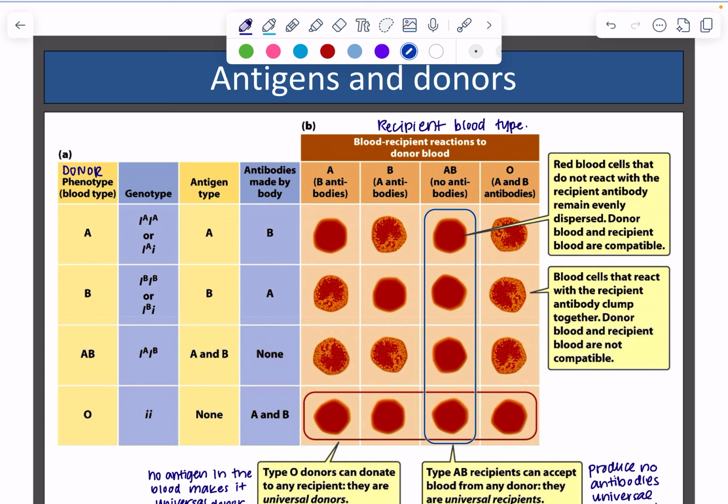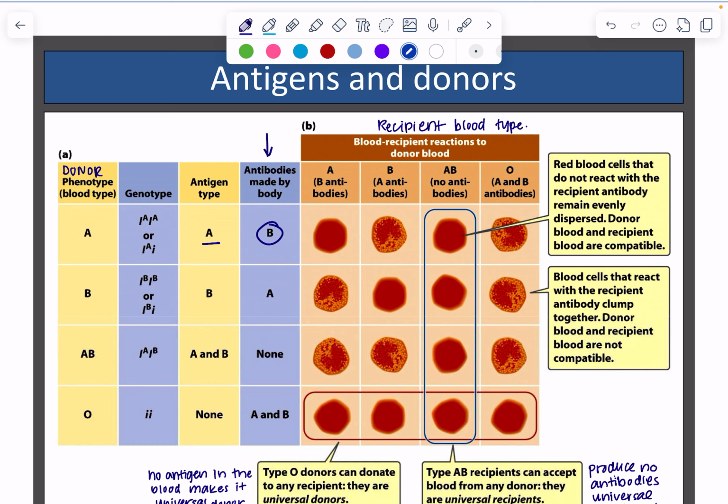A produces antibodies for B. So if you have type A blood, you cannot take anything that has B blood because you don't have antibodies for the antigen B. Wait, that may be wrong. Hold on. A antibodies. Okay, yeah. Sorry. So let me see this again. Donor, phenotype, blood A, genotype AA or AI, antigen type A, antibodies made by body. Okay. So if you have type A blood, your body makes antibodies for B.